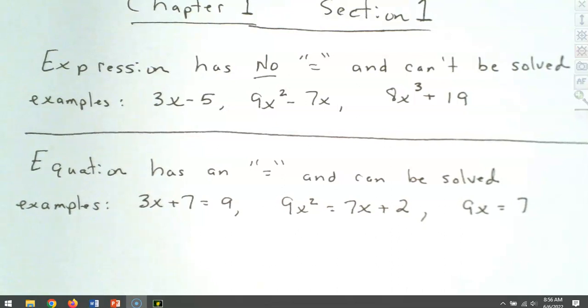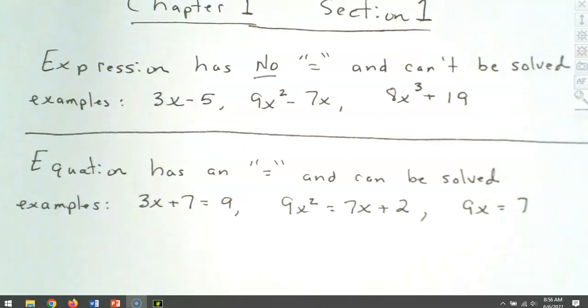We need to know the difference between an equation and an expression. And that has to do with the equal sign. So if you have an equal sign, it's an equation, and you can solve it. And solve just means you get an answer. Now, it might have one solution, it might have an infinite number of solutions, or it may not have any, but it can be solved. An expression, on the other hand, you can't do anything with it. You can simplify it. You might be able to combine like terms, but you can't get an actual answer out.